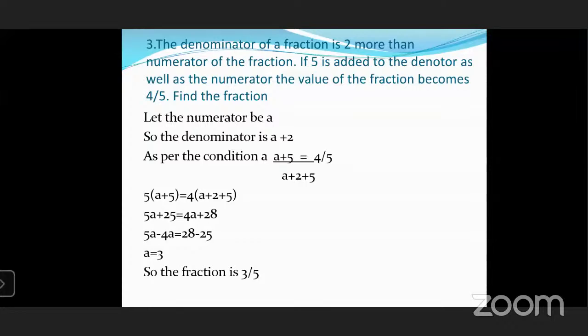You can always check. You add 5 to the numerator and 5 to the denominator and see what the value is. 3 plus 5 upon 5 plus 5. 3 plus 5 is 8. 5 plus 5 is 10. 8 and 10 both are divisible by 2, right? 2 4s are 8 and 2 5s are 10, so the fraction value becomes 4 upon 5, which is correct. And you can check your answers when you solve them.